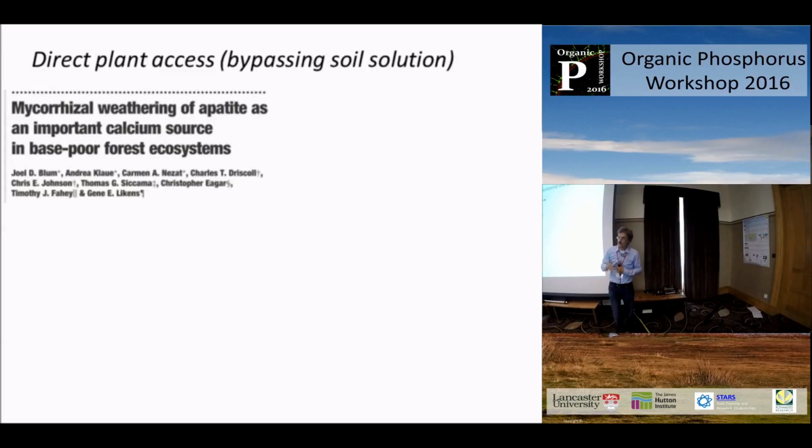Okay. I'd like to go back to the field again, and other people did it. When I did my PhD, this paper came out, a famous paper in Nature. I think it's 2002, or 2001. With this title: mycorrhizal weathering of apatite as an important calcium source and base for forest ecosystems. So this is based in northeastern USA, and those forests can be quite low in calcium.